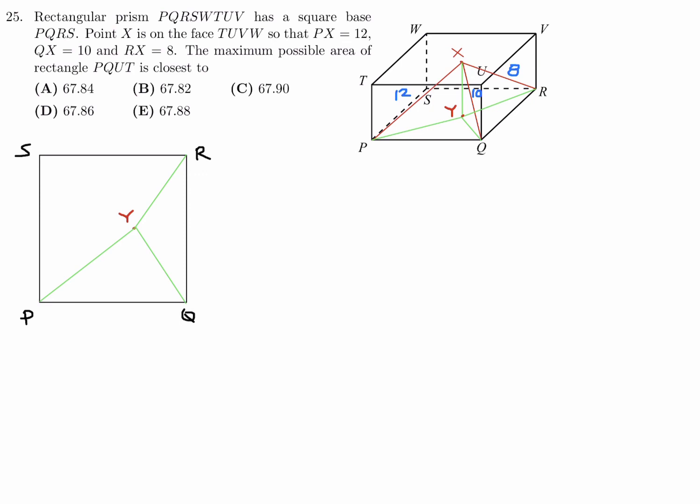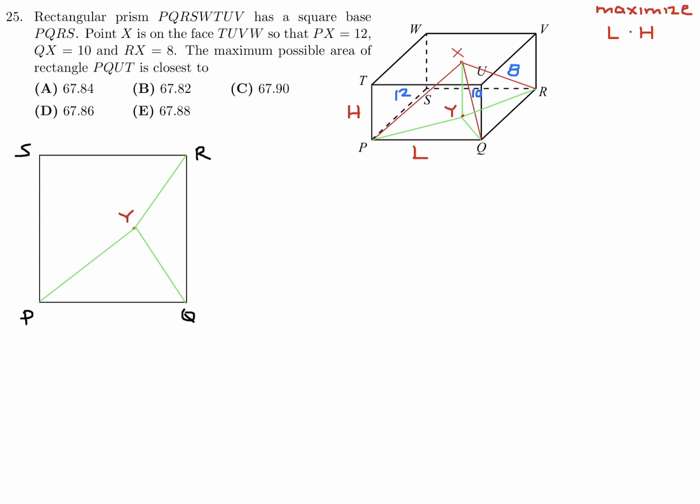Now, first of all, let's keep in mind what it is that they want us to figure out. They want us to figure out the maximum possible area of PQUT. PQUT is right here. So if this is the length, this is the height, the area of that would be L times T. So they want you to figure out basically the maximum value of that. So maximize L times T.